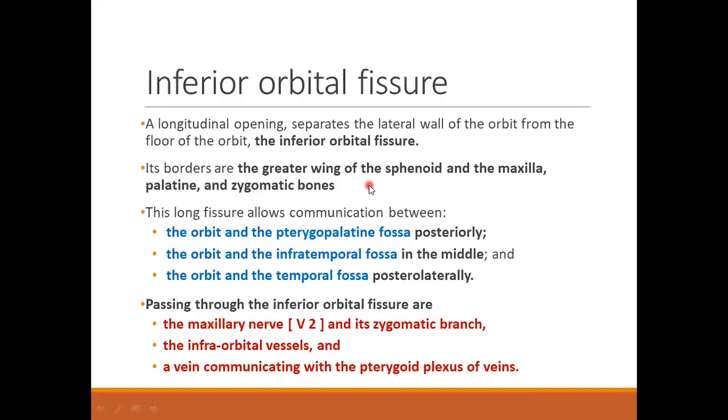The inferior orbital fissure is again an opening. It separates the lateral wall of the orbit from the floor of the orbit. Its borders are the greater wing of sphenoid and the maxilla, palatine, and zygomatic bones. This long fissure allows communication between the orbit and pterygopalatine fossa posteriorly, the orbit and infratemporal fossa in the middle, and the orbit and the temporal fossa posterolaterally. Passing through the inferior orbital fissure are the maxillary nerve and the zygomatic nerve, the infraorbital vessels, and the vein communicating with the pterygoid plexus of veins.